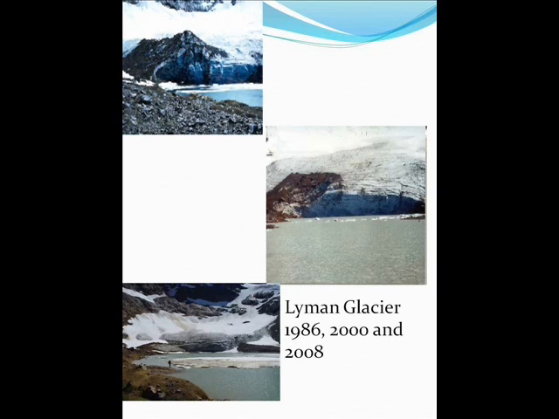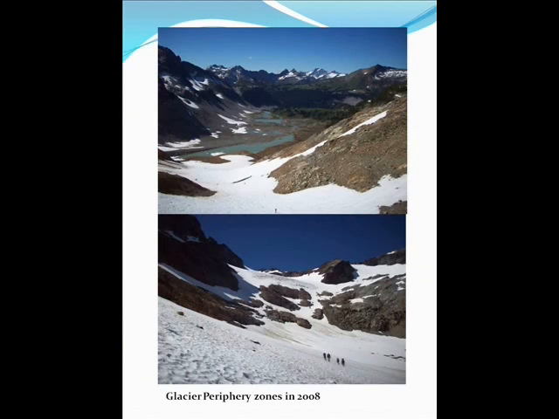Close-up views of the glacier, just a few different years. 1986, big debris pile at the end from a 1930s avalanche. By 2000 it's fallen somewhat off the front, and by 2008 it's totally gone from the front of the glacier.